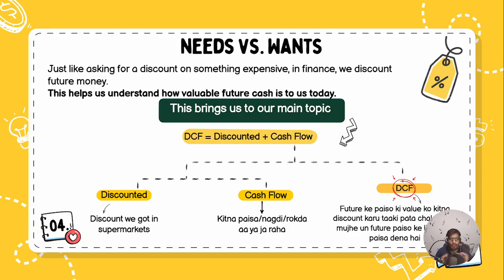Discounted, in simple terms, means what we get in supermarkets normally, understand it like that. What is cash flow? कितना पैसा नकदी रोकड़ा आ रहा है या जा रहा है? Cash flow means inflows and outflows. How much money the company is earning, maybe from sales or from operations, and how much money the company is paying in the form of expenses like operational expenses, rent, salary, etc. Okay. So inflows and outflows, कितना आ रहा है कितना जा रहा है money, that we have to focus on, cash flows. Now discounted cash flows, what does it mean?